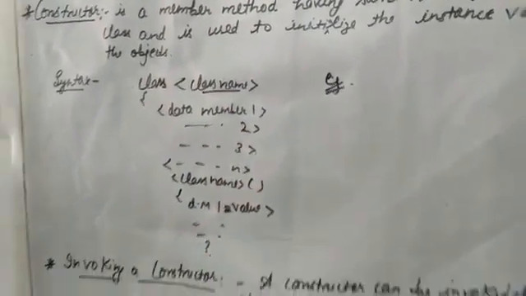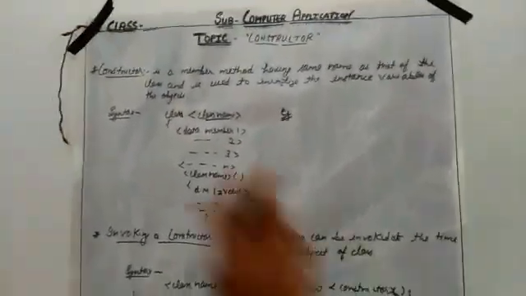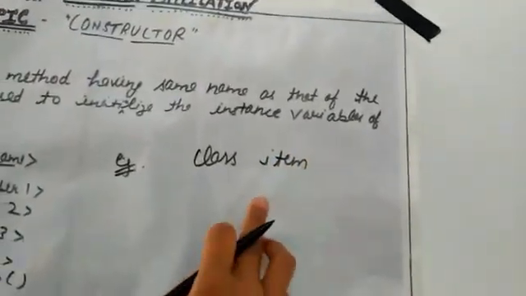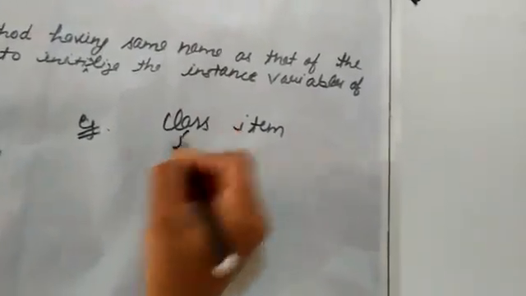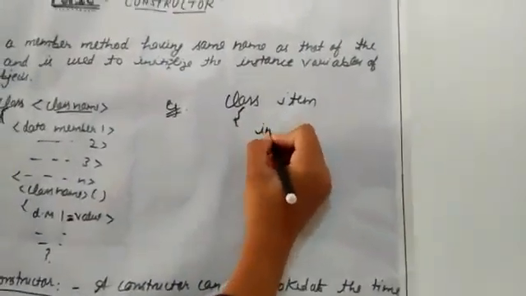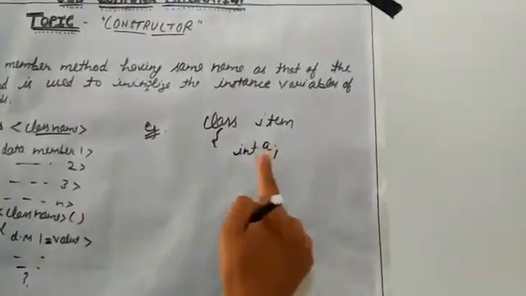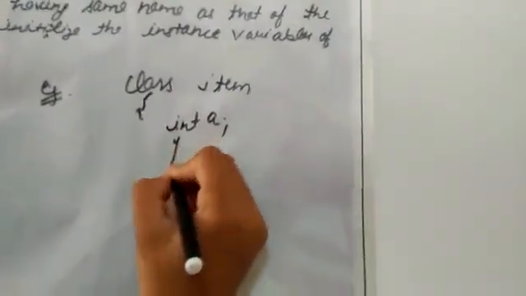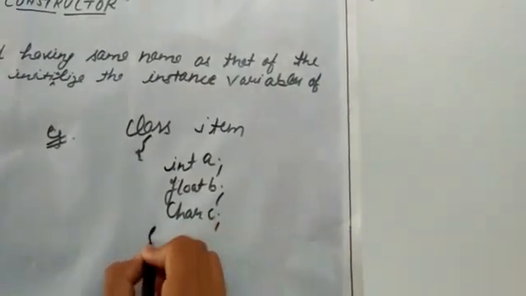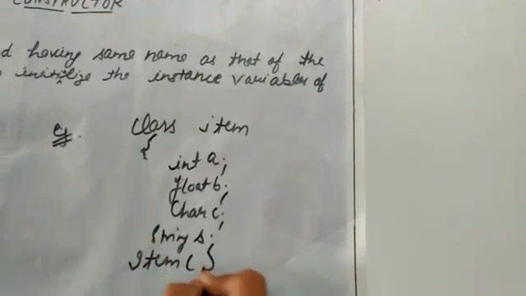Let me give you the example. Suppose I am taking the class item. Okay, here I am taking the class item. Then I am opening the braces. It is an opening brace. Here also I am opening. Then we are going for int a. I have taken a variable a of integer type. Then float b, char c, string s, and I have created a constructor.